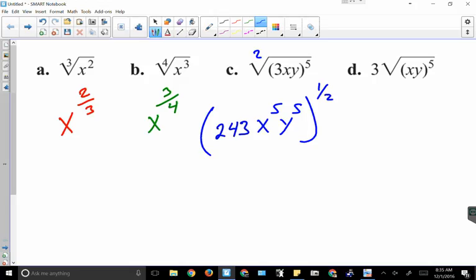Now, is it possible to take the square root of 243? And actually the answer is... Mr. Bosacker, is Gibson coming to the office? On his way. Thank you.